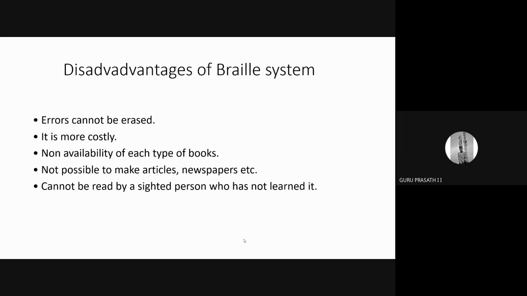Next slide. The disadvantages of the Braille system. The errors cannot be erased, and it is more costly, and it is not possible to make every type of book, articles, newspapers, etc. available. And it cannot be read by a sighted person who has not learned it. Next, Kanmani is going to explain.